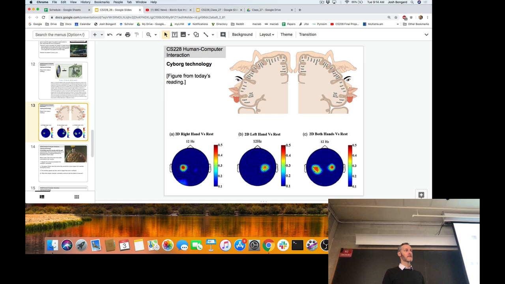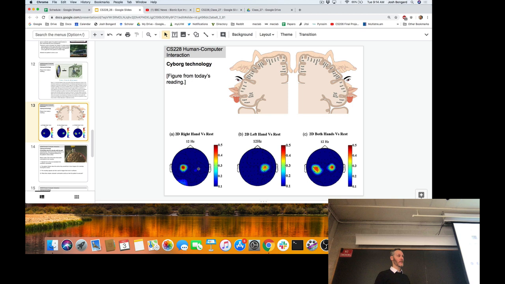And remember that we're going to have to capture signals from the motor strip to interpret which of those six commands they are trying to execute. What would you ask them to imagine doing? We need to pick some actions that are relatively intuitive for the users and relatively easy for us to pull out of the motor cortex.